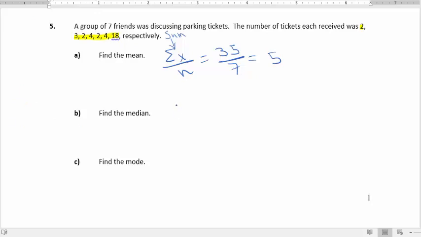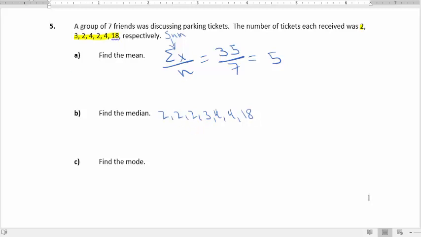And then the median, and the mode, it's probably easiest to arrange them in order from least to greatest or greatest to least. So if I wrote these out in order, I would have 2, 2, 2. There were 3 2's, right? Then 3, 4, 4, 18. Is that all of them? Yeah, that's 7 numbers. Okay.